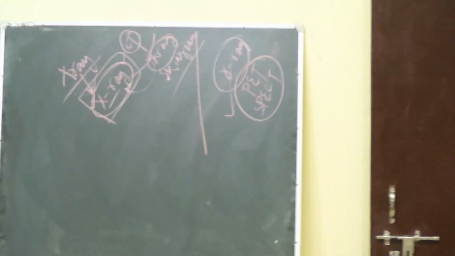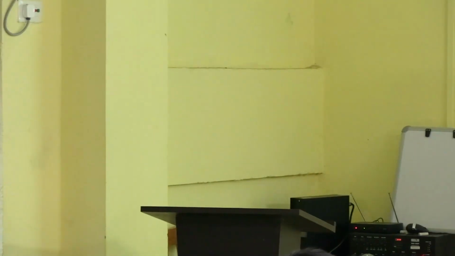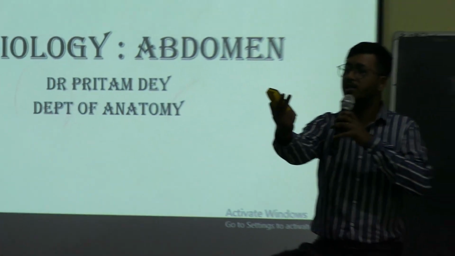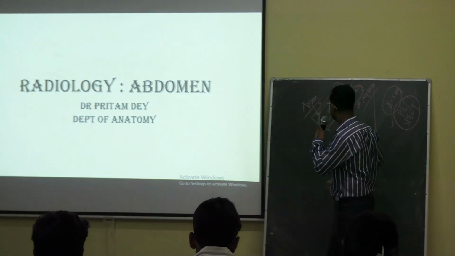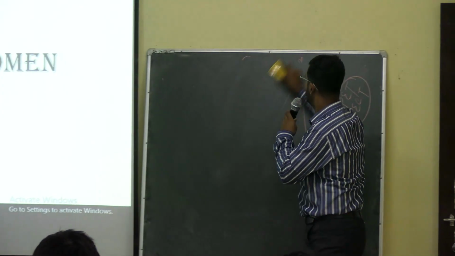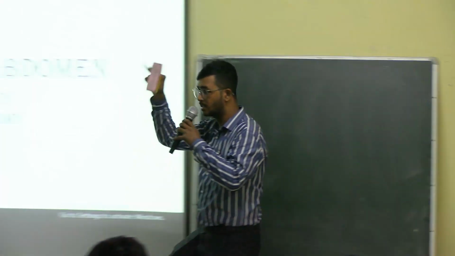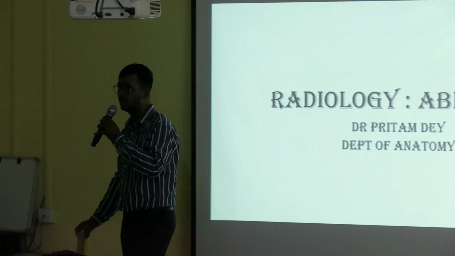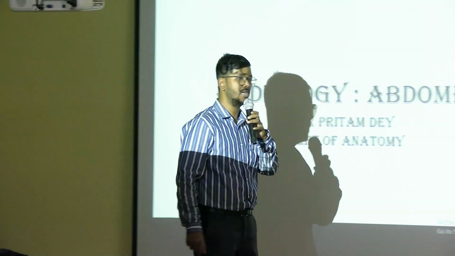Now, for this X-ray, we need one radio-opaque structure. What do I mean by radio-opaque structure? I mean that we need an obstruction so that the X-ray can come and form the image of that particular structure. So in case of upper limb, the radio-opaque structure was the bones. But in case of abdomen, we don't have so many bones. We have the lumbar vertebra only, right?